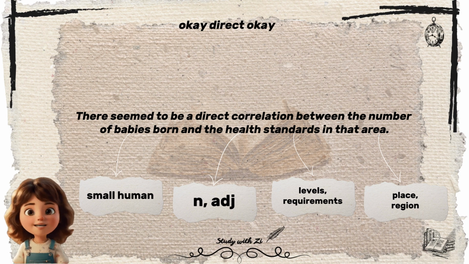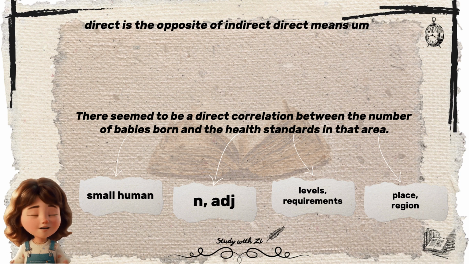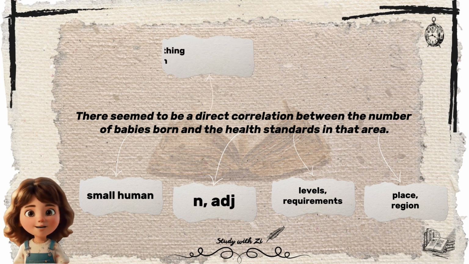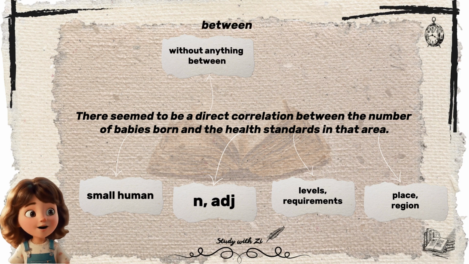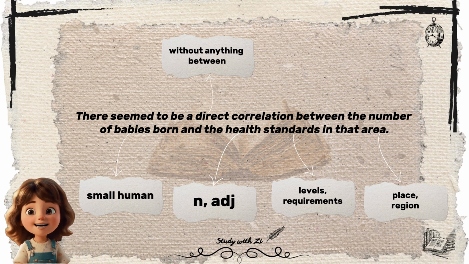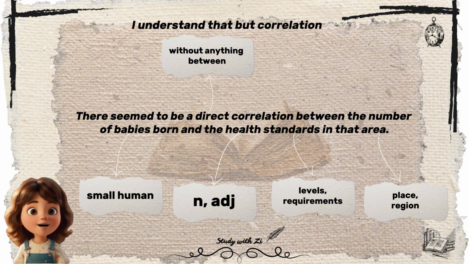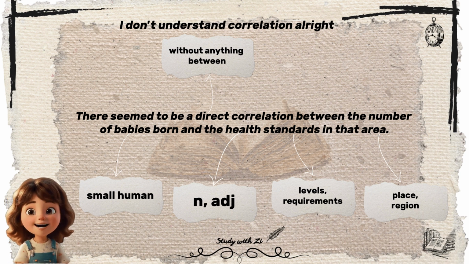Okay. Direct, okay, direct is the opposite of indirect. Direct means without anything between. Okay, without any other things, without anything between. All right, I understand that. But correlation, I don't understand correlation, all right?